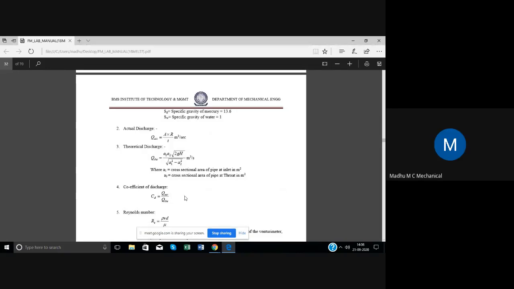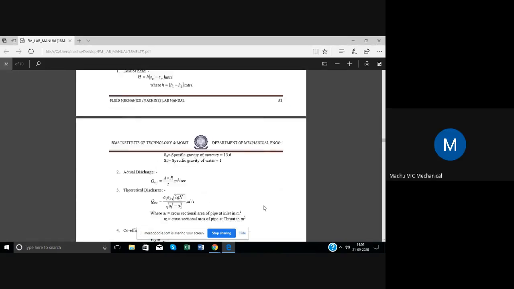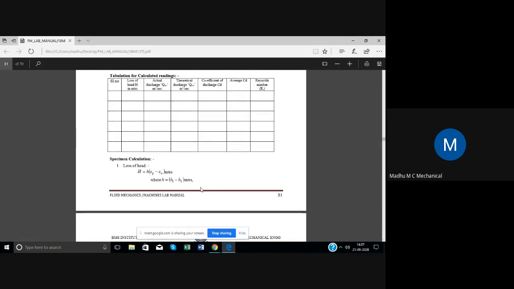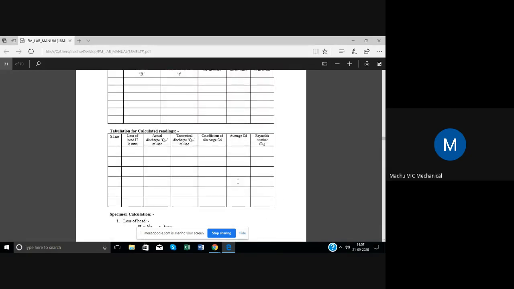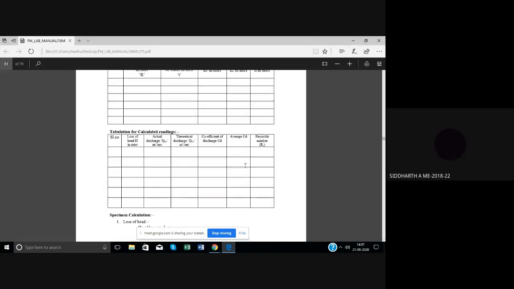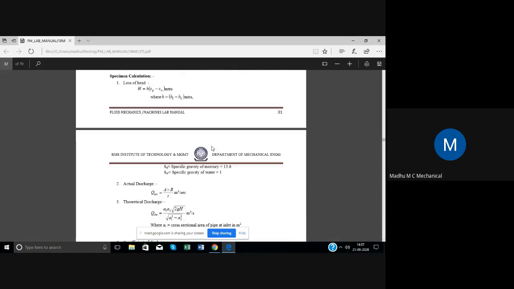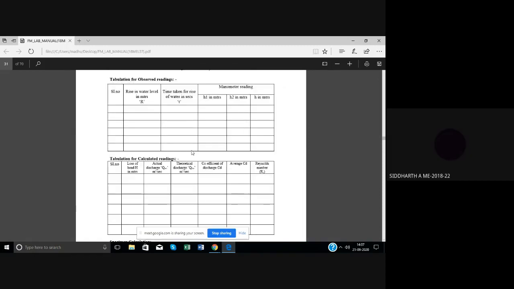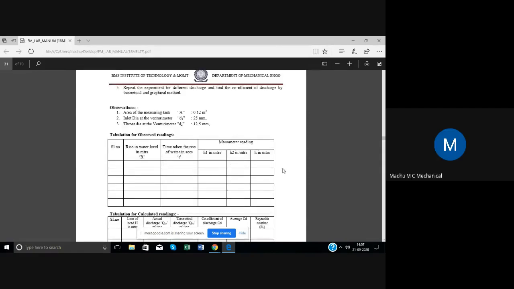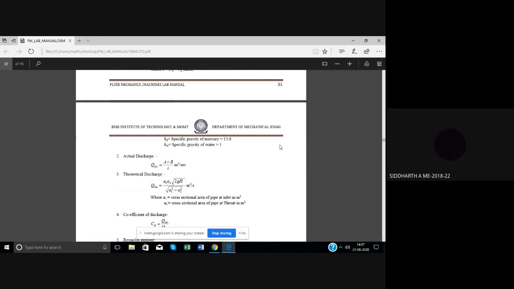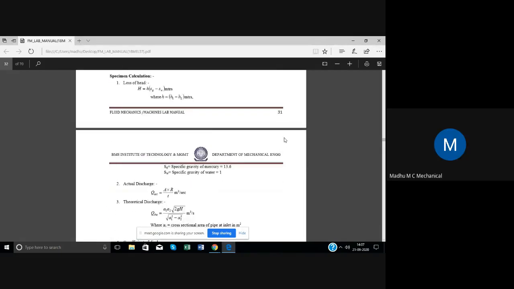You will get some value for CD. Then go for the second reading, then you calculate CD for the second reading. Then CD for the third reading. One by one you do. Don't do H for all the 3 readings, then Q actual for all the 3 readings. Don't do that. What I meant was calculate CD for the first value, CD for the second value, CD for the third value, step by step. Understood? Now you note down this formula.